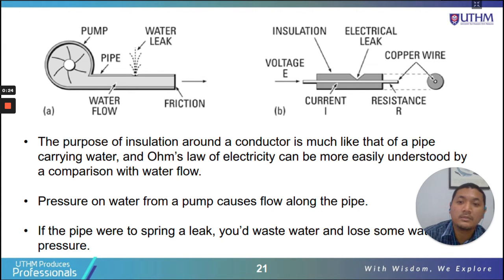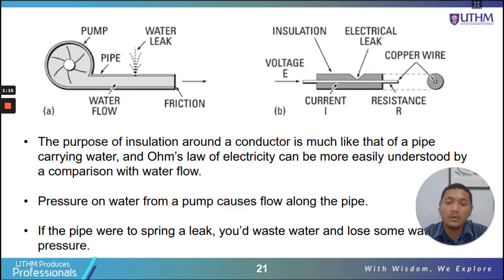The purpose of insulation around a conductor is much like that of a pipe carrying water, and the flow of electricity can be more easily understood by a comparison with water flow. So basically, you have a conductor carrying the current, and then you have insulation that wraps around the conductor. If the insulation has a problem, a puncture or break, we have an electrical leak. Leakage current increases because of the problem with the insulation, which is similar to water flowing in the pipe.